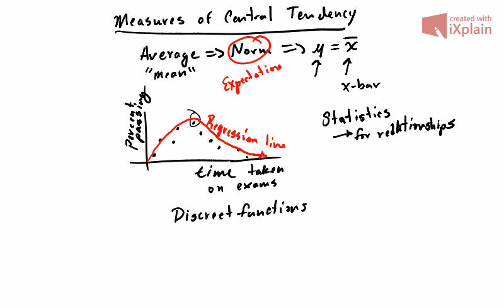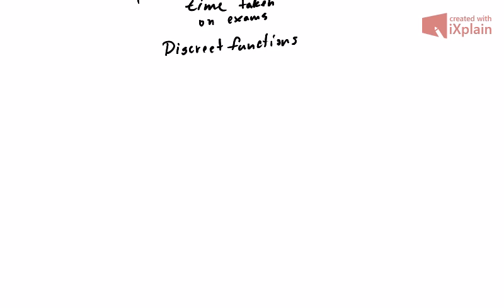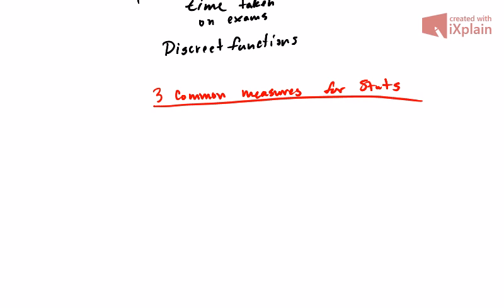But basically, the three most common measures used for central tendency are the mean, median, and mode. The mean is often referred to as x bar, and it is the set of all elements added up together, divided by the number of elements you have.